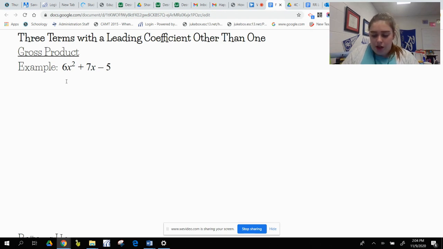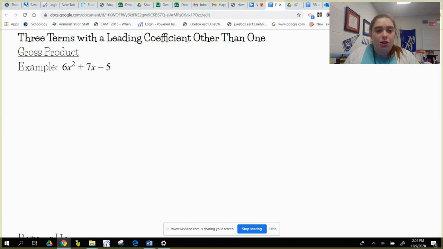Okay, so the first thing we're going to do is we're going to multiply the leading coefficient, which is 6 here, by the last term, which is negative 5. Okay, so we're going to multiply, or actually we're not doing the negative 5, just the 5. Okay, so multiplying those two together. So we're going to have 6 times 5, which is going to be 30.